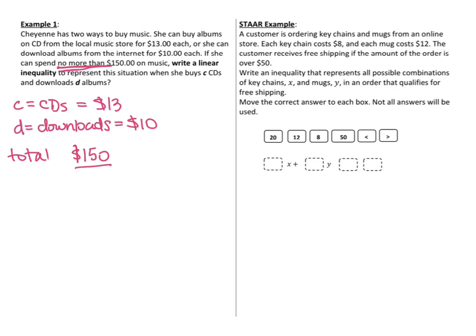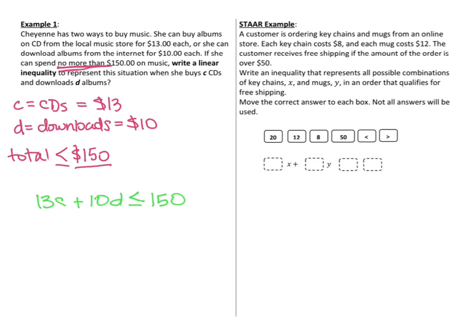It's going to be less than or equal to $150. She can't spend more than $150. So whatever she's buying on the left-hand side, it cannot exceed that $150. So let's take that information and write it in standard form. So 13 would be my rate in front of my letter, plus my rate for the downloads, and it can't be bigger than 150. It can be equal to 150. She can spend 150, but she can't spend more than 150.